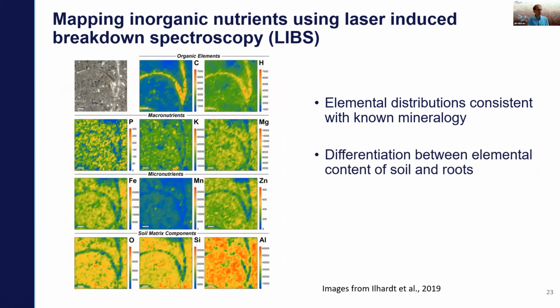We can also apply these to roots. So I apologize if this is small on your computer screen, but in this upper left box, you can see a couple roots. And then moving to the right of them, you can see that where the roots are, when we apply the LIBS approach, the carbon in those roots really shines, right? Also, to some degree, the hydrogen depicting the organic content of those roots. But more interesting, we can also look and effectively map different macronutrients, micronutrients, and then what we've termed here soil matrix components. So silicon, for example, or aluminum in some cases.